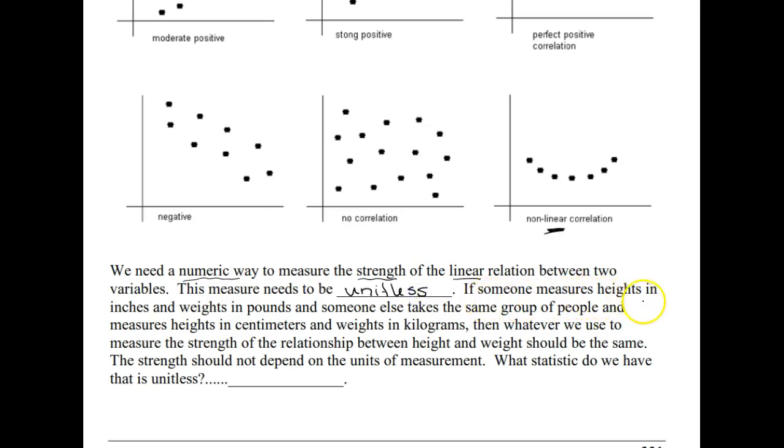Because if somebody measures heights in inches and weights in pounds to see if there's a correlation between height and weight, but someone else takes the same group of people and measures heights in centimeters and weights in kilograms, then whatever we use to measure the strength of the relationship between height and weight should be the same. It should not depend on the units that were chosen to measure the data in. So the strength should not depend on the units of measurement.